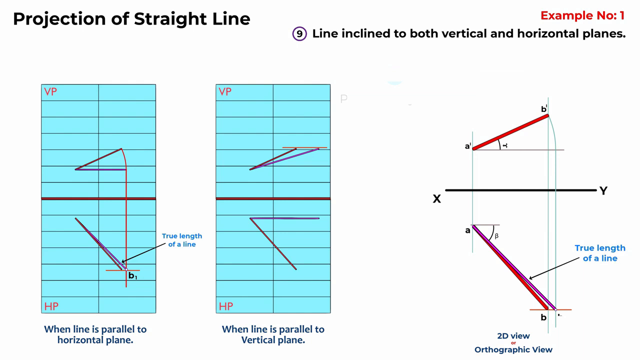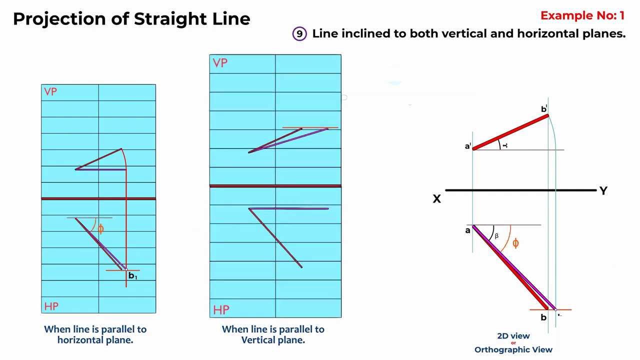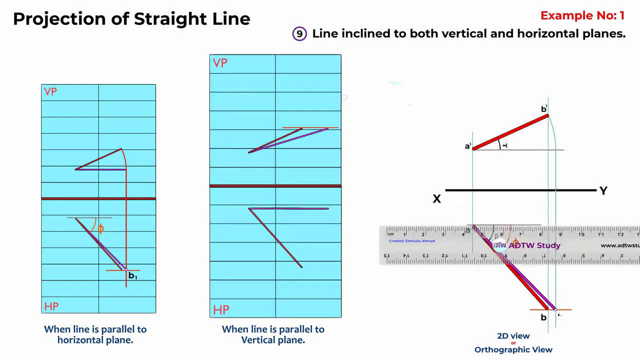When we adjust the line to be parallel to the horizontal plane, the imaginary line's inclination changes, showing the angle it makes with the vertical plane, which we'll call phi. For the true length when the line is parallel to the vertical plane, draw a horizontal line from the endpoint A.